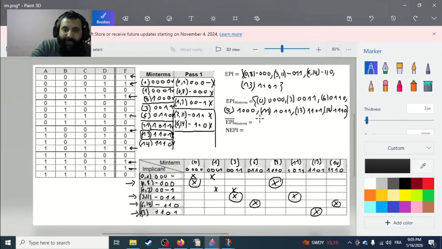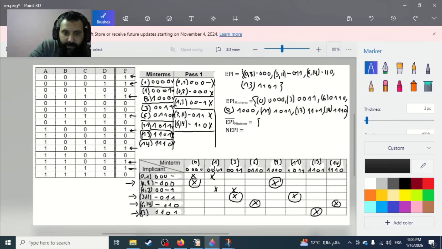Now we have to see what's left. What is not covered by the essential prime implicants? This bar means what is not covered by the essential prime implicants. Let's see, we have 0, 3, 6, 8, 11, 13, 14. Which one is not covered? If you look at this, 3 is covered, 6 is covered, 0 is covered, the 1 is not covered. You can see that the 1 doesn't belong to this set. The 1 is not covered.